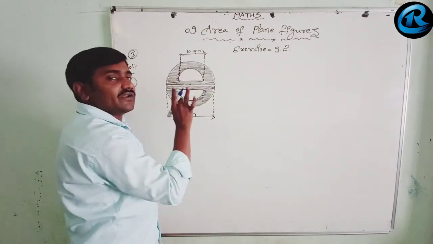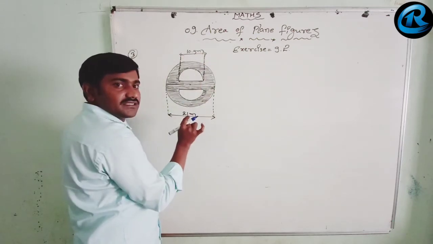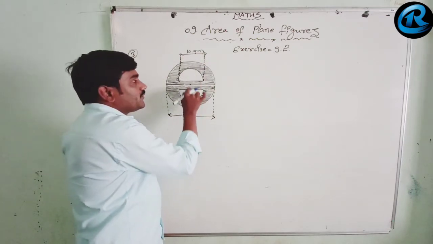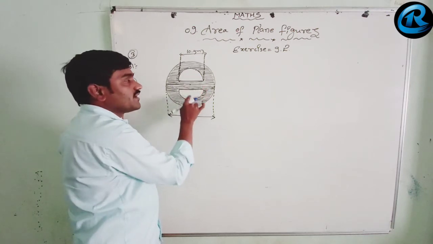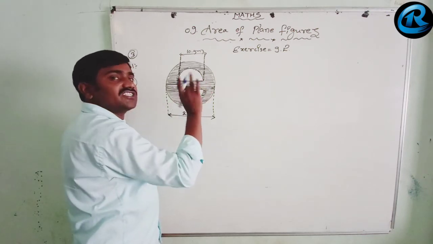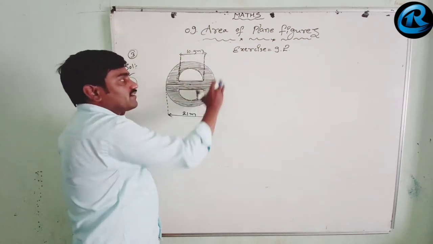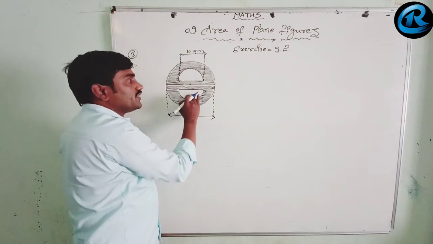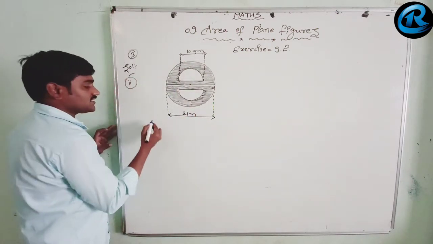So how can we find out? Simple. Area of this bigger circle minus 2 into area of semicircles. Why? These two semicircles are not shaded. So complete part is shaded now. Area of circle minus 2 into area of semicircles we have to do. For that what we require first, let us write now.